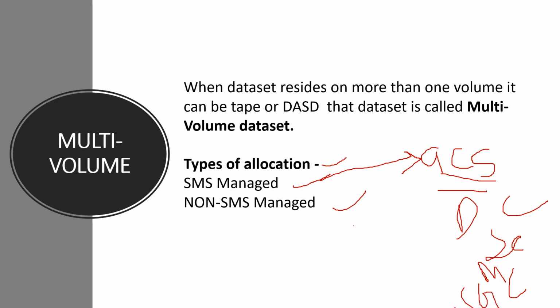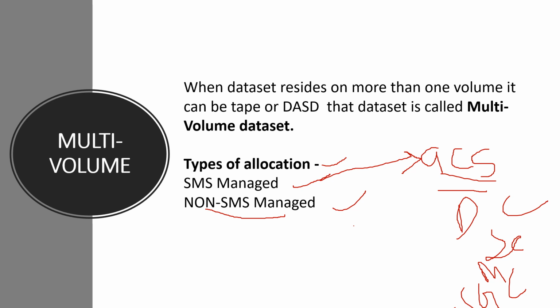But when it comes to non-SMS managed, you have to manually specify it if you want a dataset to be a multi-volume dataset. For an SMS managed dataset, if the dataset allocation is bigger and it cannot be allocated in a single volume and it needs another volume, the SMS rules will come into the picture and they will tell whether it can take a next volume or not.